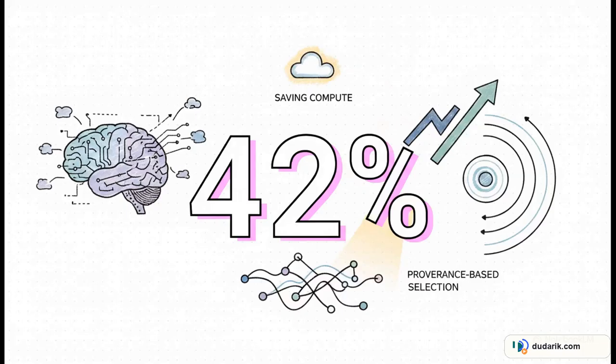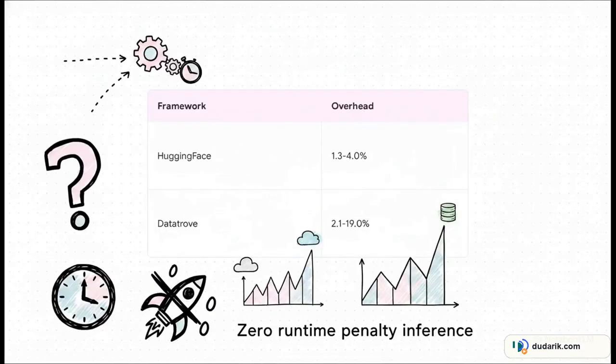And check this out, 42%. Because the forget set is so incredibly precise, the unlearning effectiveness just skyrockets. Utilizing these provenance-based forget sets improved unlearning accuracy by an impressive 42% compared to a random baseline selection. So you're not just saving compute, you are getting vastly superior unlearning results. It's a real win-win.